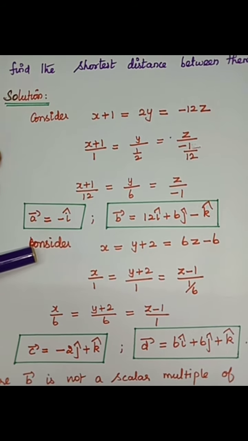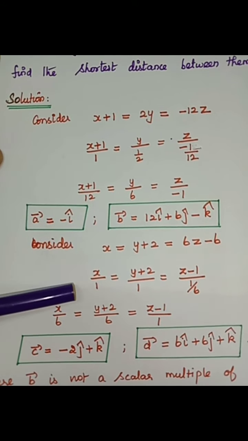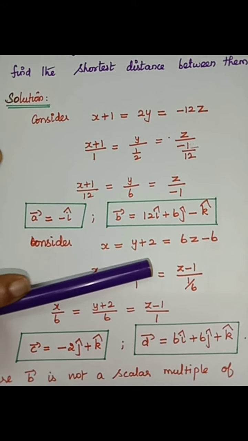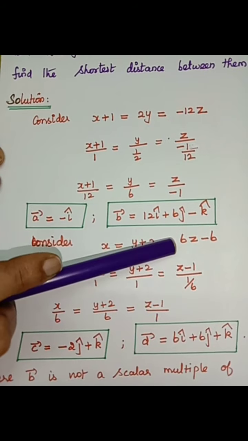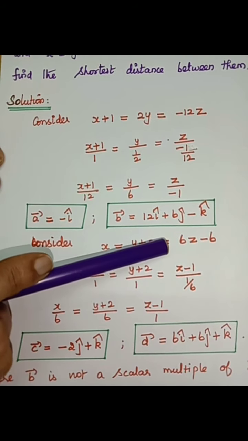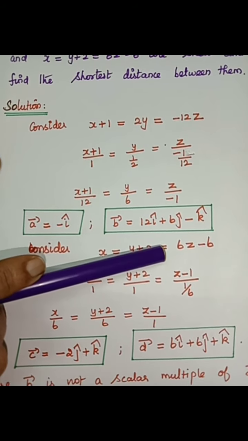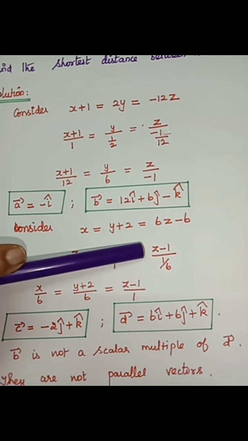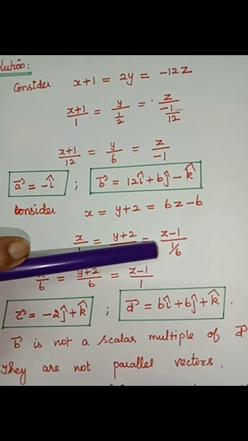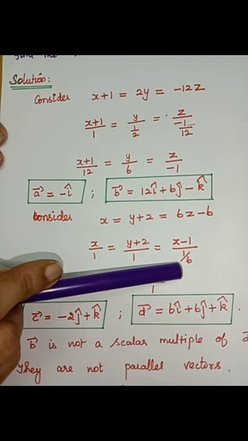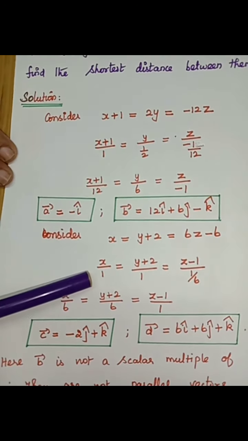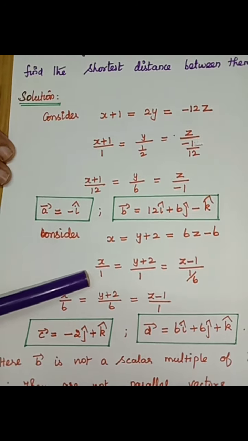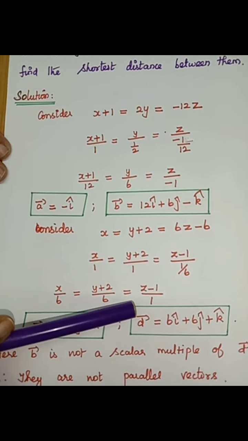Take the second line and arrange it: x by 1 is equal to (y plus 2) by 1 is equal to, from the third, 6z minus 6. From this you just take 6 out, and that 6 has to be written in the denominator, so your answer will become (z minus 1) by (1 by 6). To avoid fractions, the denominator has to be multiplied by 6. So x by 6 is equal to (y plus 2) by 6 is equal to (z minus 1) by 1.